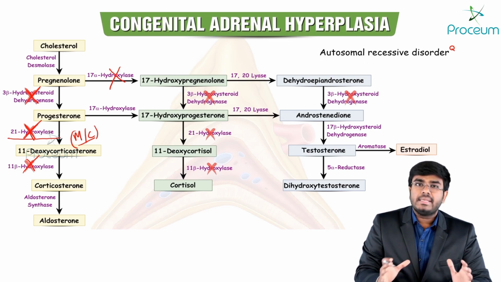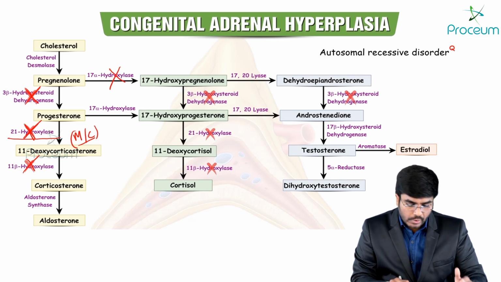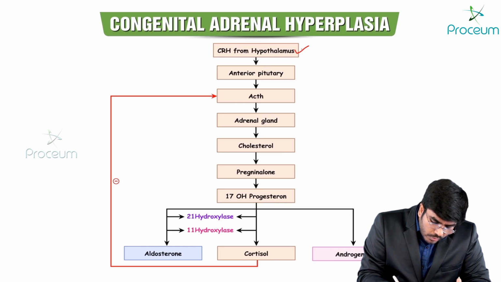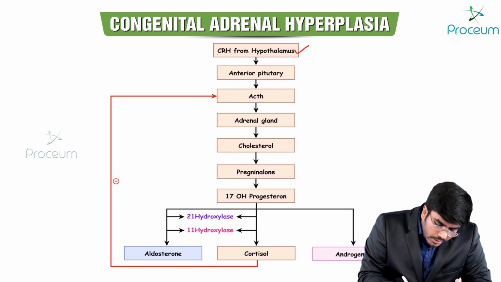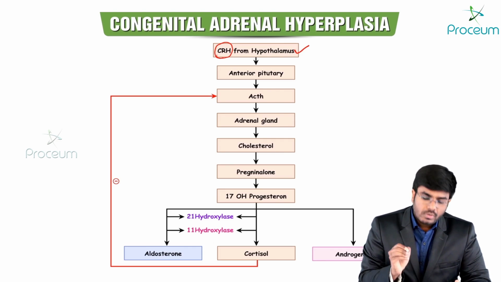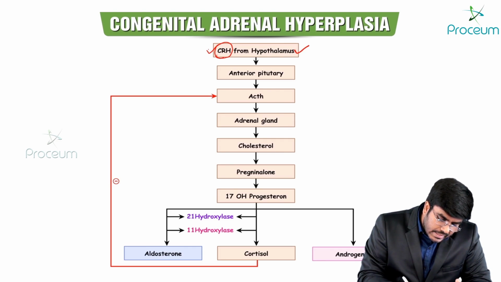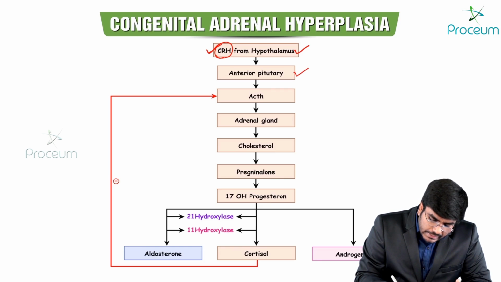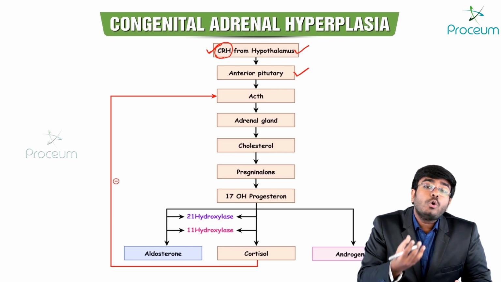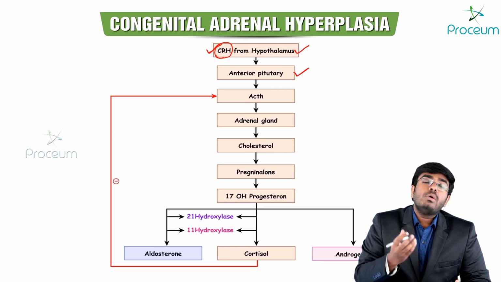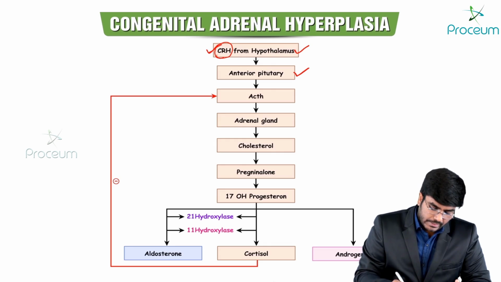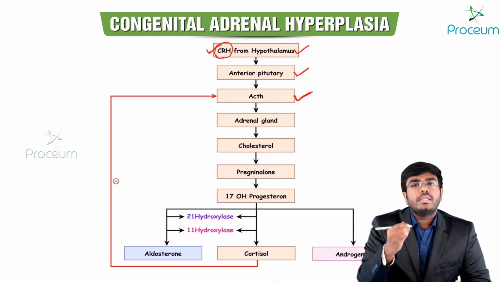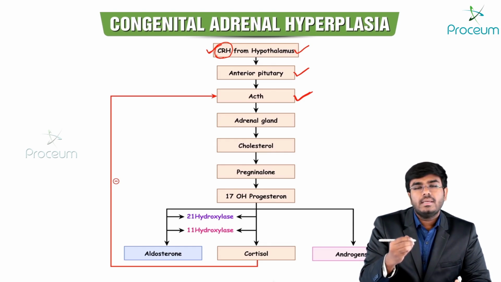Now let's explain the entire thing in a simple way. Please concentrate. The hypothalamus produces a hormone called corticotropin-releasing hormone, CRH. This CRH comes to the anterior pituitary and stimulates the corticotropes in the anterior pituitary. The corticotropes then release ACTH, adrenocorticotropic hormone.